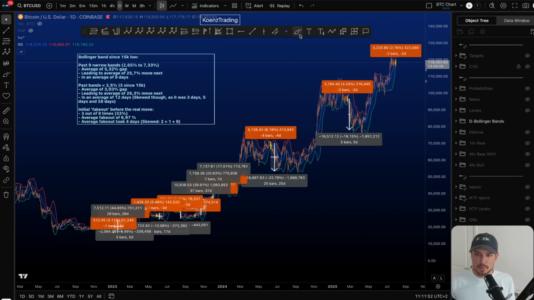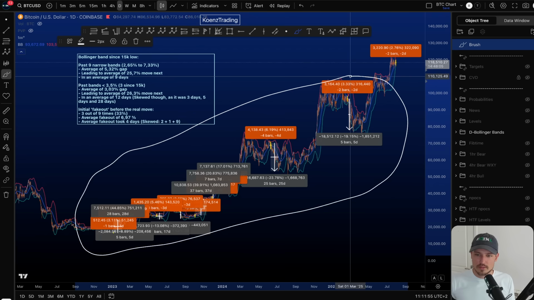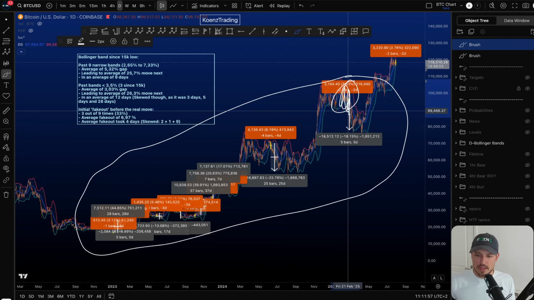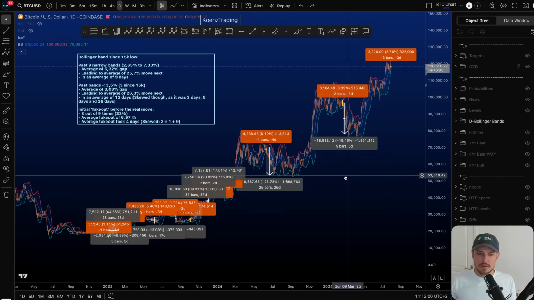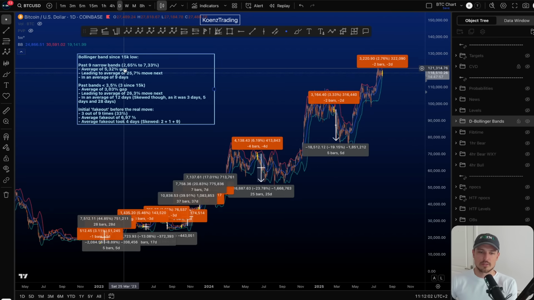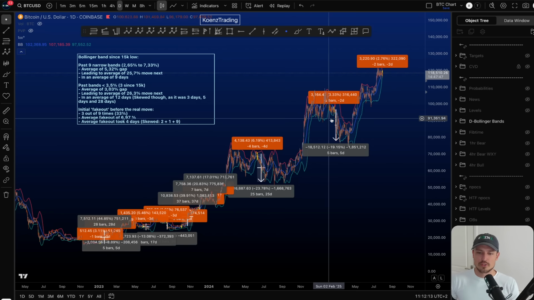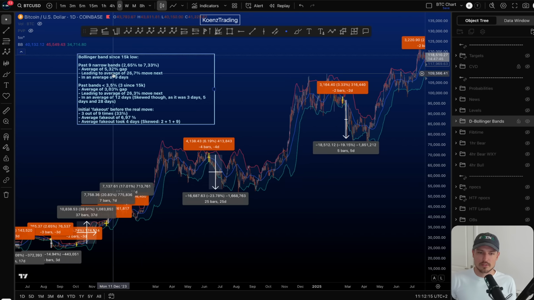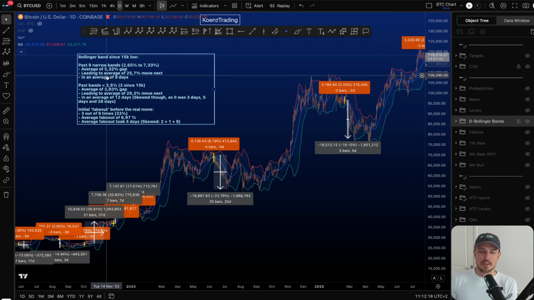So all of the narrow Bollinger Bands since 15K, to the most recent one that we had here in February 2025. In the past 9 narrow bands, which had a band-to-band percentage of 2.65 to 7.33 percent, the average gap between the Bollinger Bands was 5.32, leading to an average of a 25.7% move after. So the volatility that comes after was an average of 25.7%, a move either to the upside or the downside, right?